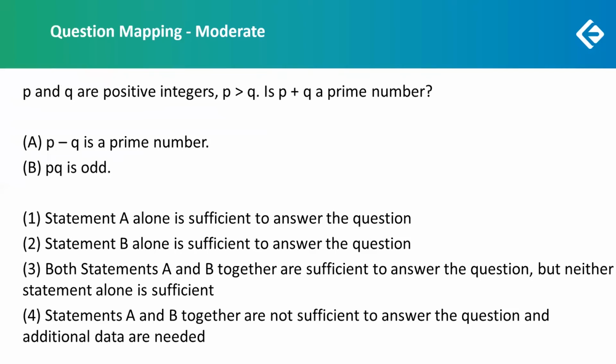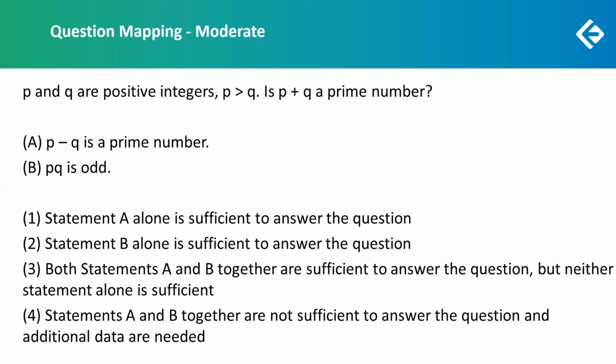Next, we had another data sufficiency question in which we were given that P and Q are positive integers, P is greater than Q. We had to answer the question, is P plus Q a prime number? So if we looked at the first statement that P minus Q is a prime number, from here we could have seen that P plus Q could have been a prime number or may not have been a prime number. So from the first statement alone, we could not have answered the question.